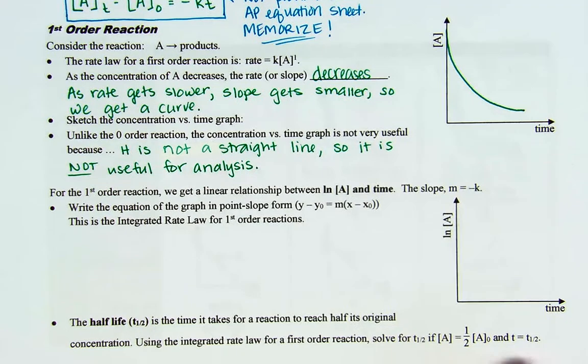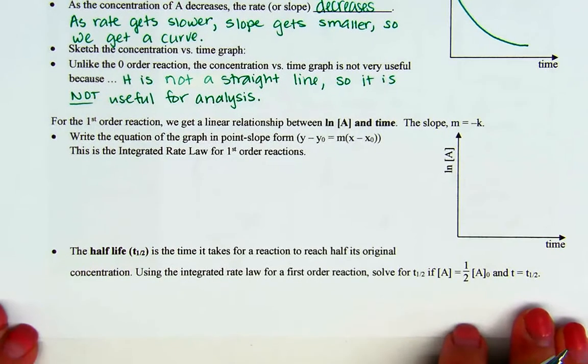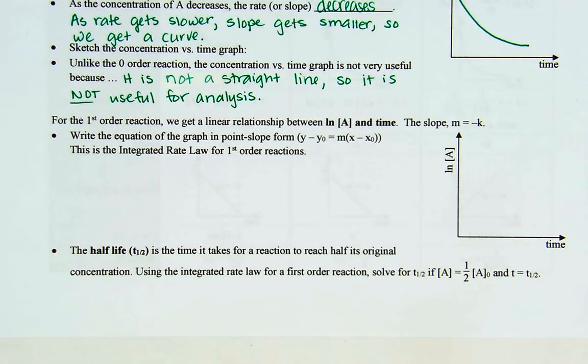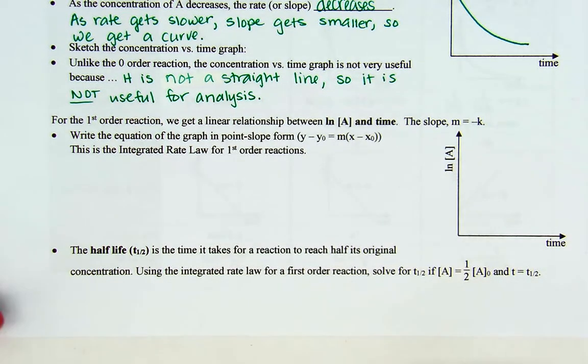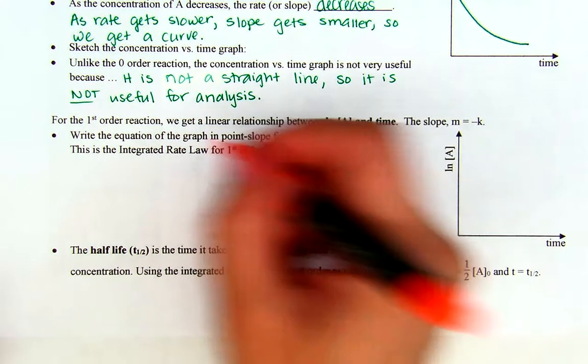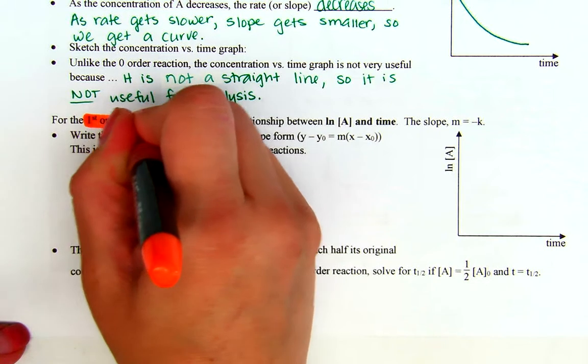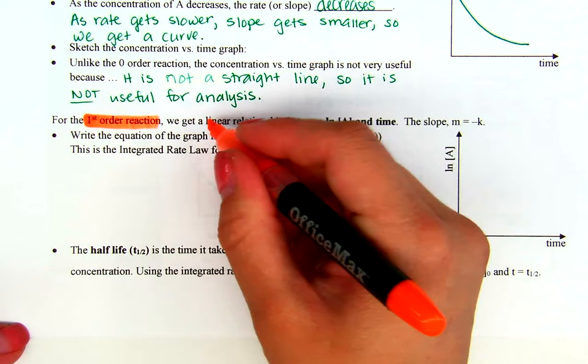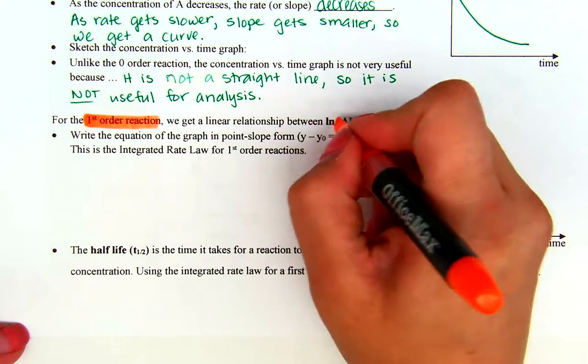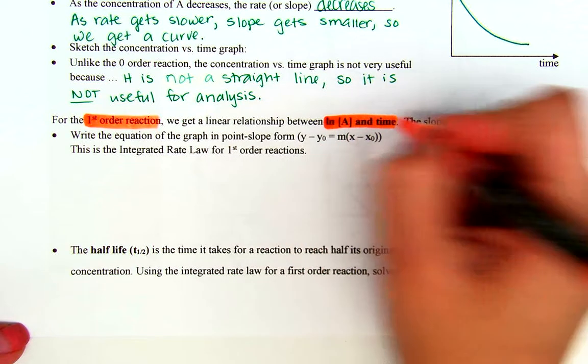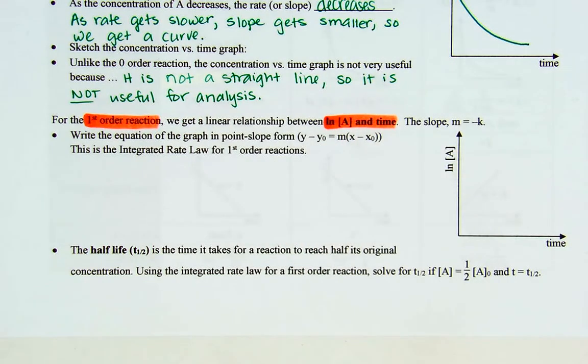So really here we want to get a straight line. So what we can do is just take the natural logarithm of everything. So ln, natural log, if we take that of everything, we end up getting a straight line. So for a first order reaction, we get a linear relationship, which is what we want, between ln of A, natural log of A, and time. And the slope here, again, is m equals negative k.